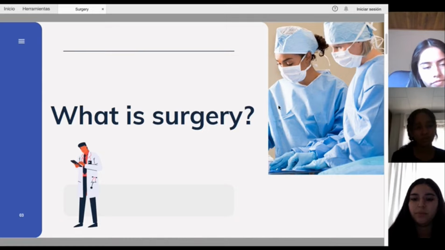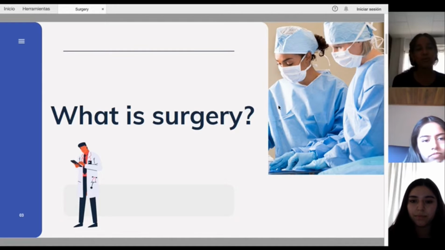What is surgery? It's a procedure to remove or repair a part of the body or to determine if there is a disease. Surgery is also the branch of medicine that specializes in the diagnosis and treatment of disease or conditions through operations.